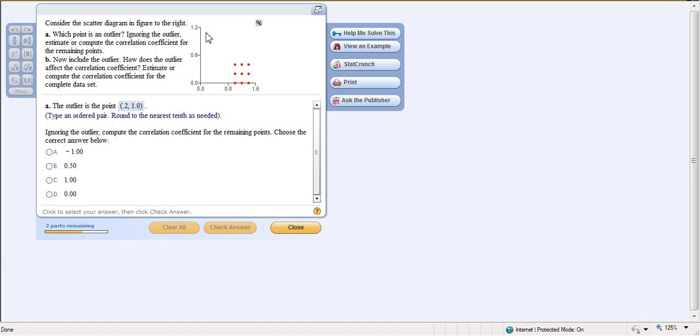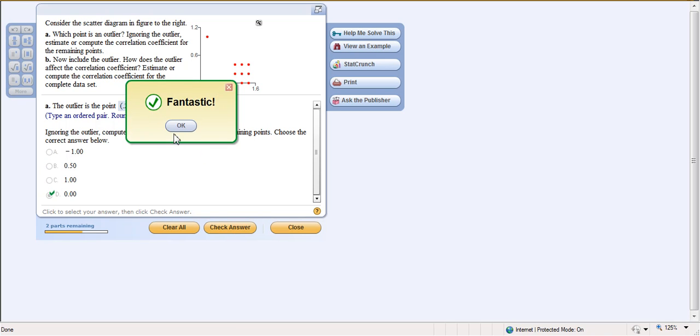Now, we're going to continue with this problem, and it says ignoring the outlier, so we're going to ignore that point right there. Compute the correlation coefficient for the remaining points. Now, we don't actually have to compute those values. This is in a circular pattern, so when you're trying to find a linear correlation, the closer to a straight line is strong correlation, but when they're in a circular pattern, that means they're close to 0. So I'm going to look at my possible answers, and the best one would be 0. We're going to pick check answer, and great, we got that one.